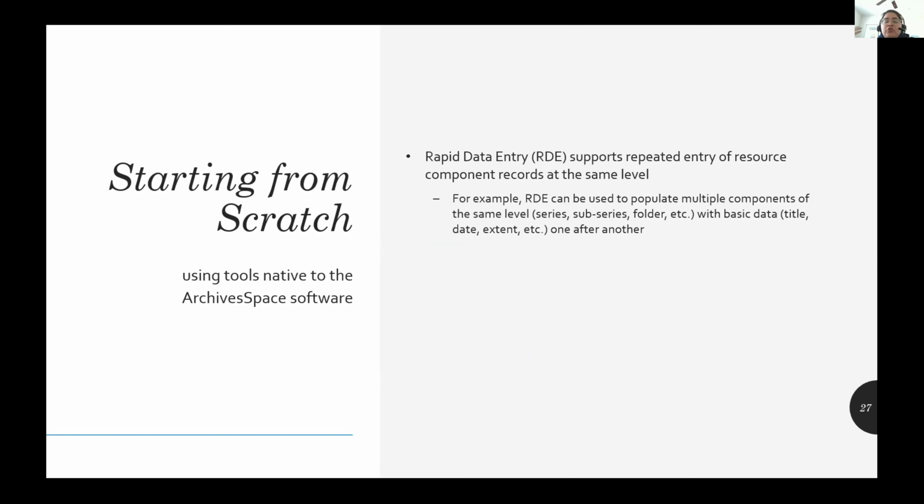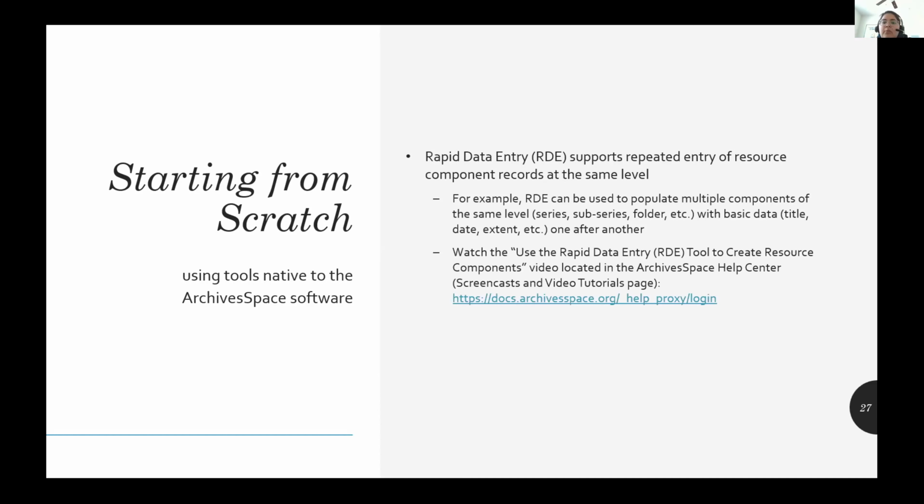Okay, so next up is starting from scratch, and this is if you don't have any legacy systems, so you're going to use the tools that are native to the ArchivesSpace software. So one of the first things that you can look at is the rapid data entry. That supports the repeated entry of resource components. Okay, so think of those as the series or sub-series, item level information in your resource record. And you can use RDE to populate multiple components of the same level.